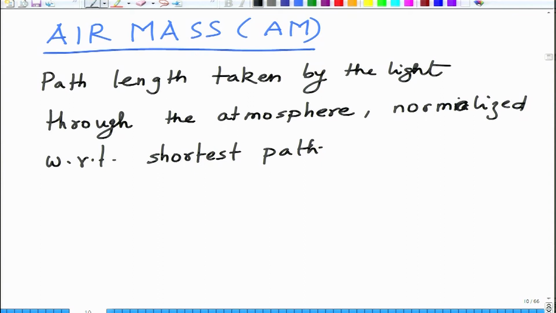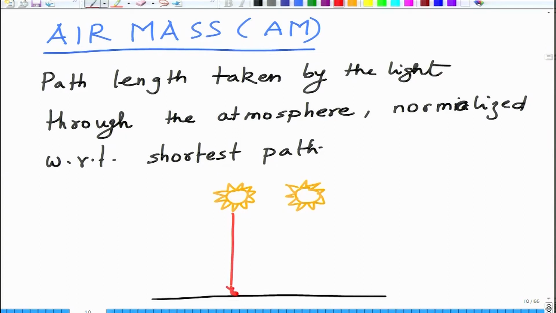So, the shortest path would be, if you have a horizontal surface like this, and let us say we have the sun at this point, okay, and then we have the sun at this point. And the point of consideration, let us say, is this. In the first case the light is coming in this fashion, in the second case light is coming through in this fashion. So, the path length, let us say this is x, this is x prime. So, x prime is greater than x. This is the position when the sun is absolutely vertical to the point of interest. Let us say the point of interest is this. This is called zenith.